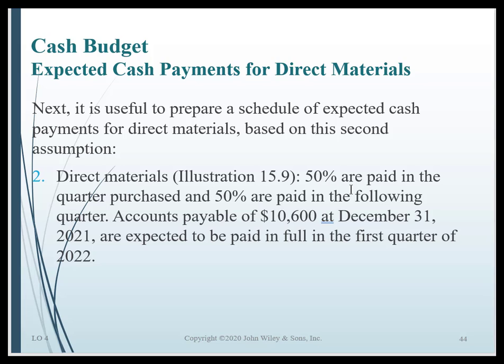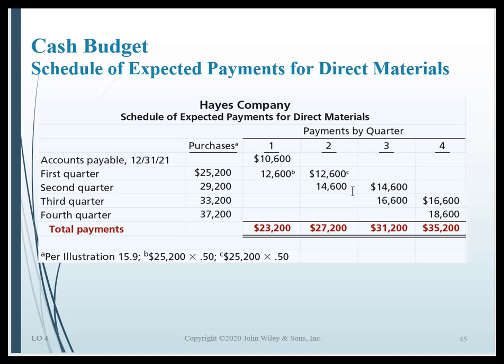So direct materials, 50% are paid the quarter we buy them, we receive them, 50% are paid the next. We start out with 10,600. So it's a very similar kind of process, right? And we started off, this is how much money we owe from last quarter. Here's the first quarter's payments that we expect. Half of it this semester, or this quarter, half the next semester's quarter.